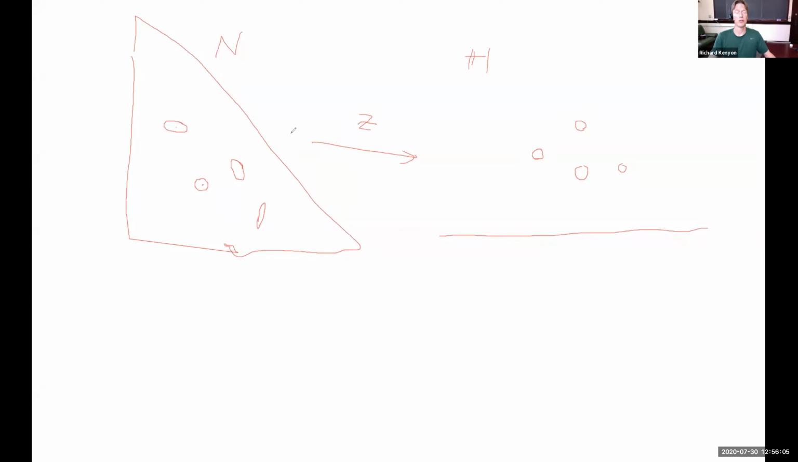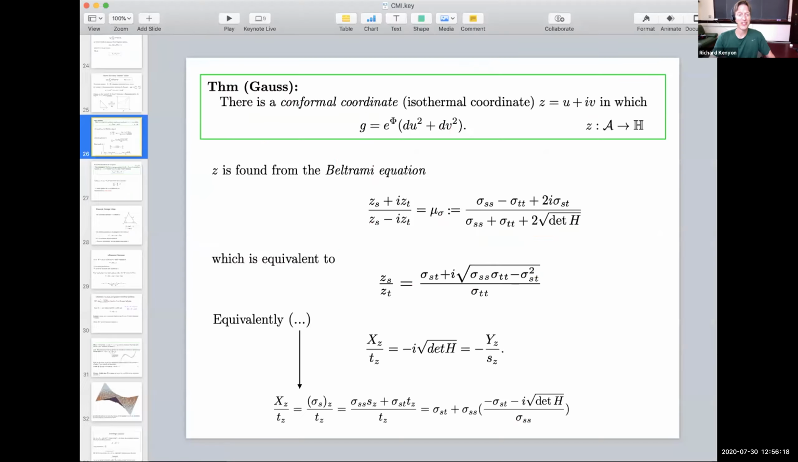And if you write down the appropriate calculation, that leads to this equation here. It's simpler if you write it in complex coordinates: Z_S plus i Z_T over Z_S minus i Z_T has to be this particular quantity mu, which is called the Beltrami coefficient, which is some coefficient you can construct from the entries of the Hessian matrix or the entries of the metric. Okay.